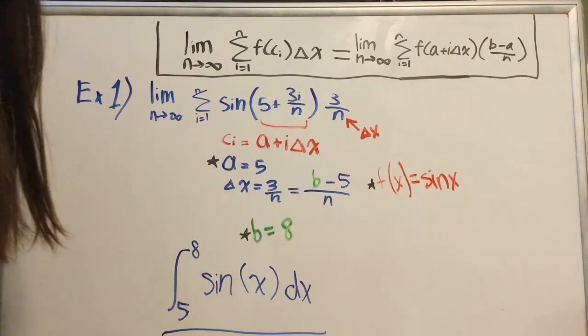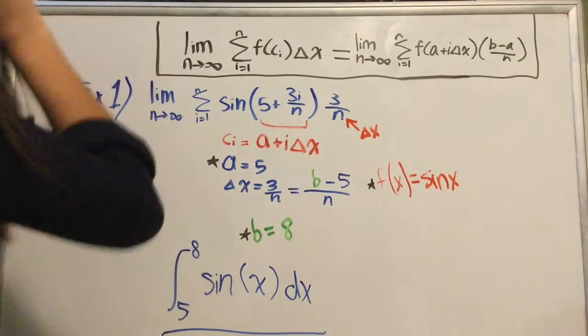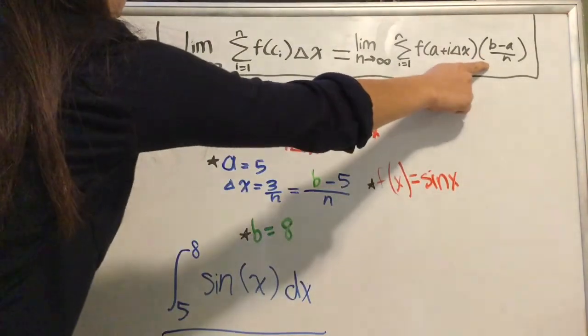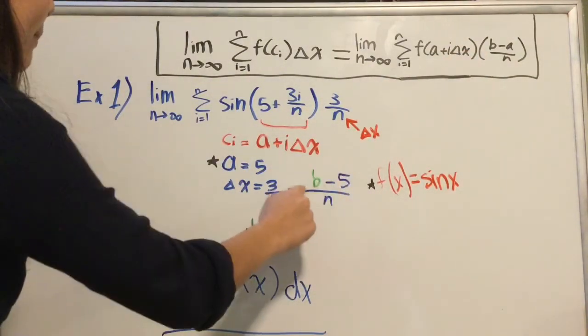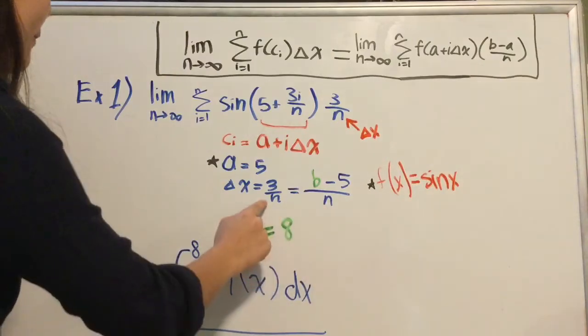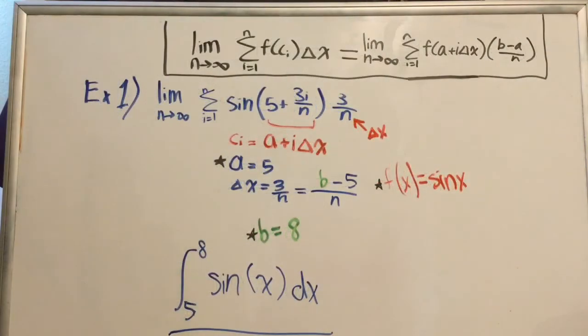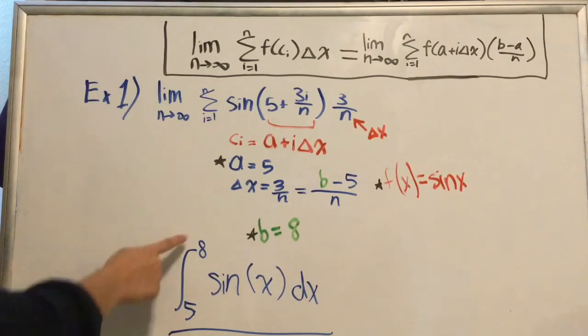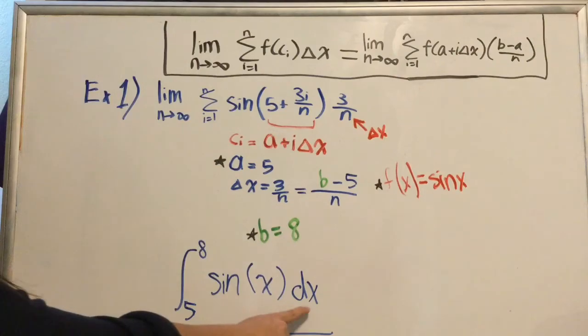To find the value of b, you can use the given information about delta x. Delta x is equal to b minus a over n. So plugging in 5 for a, you would get that b minus 5 over n is equal to 3 over n, giving you b equals 8. To rewrite this as a definite integral, you would plug in a equals 5, b equals 8, and f of x, which is equal to sine x times dx.